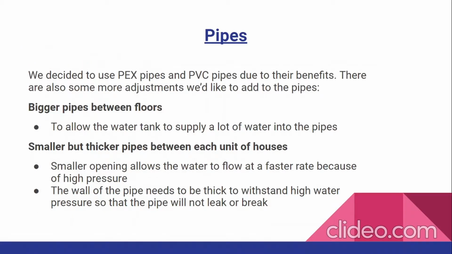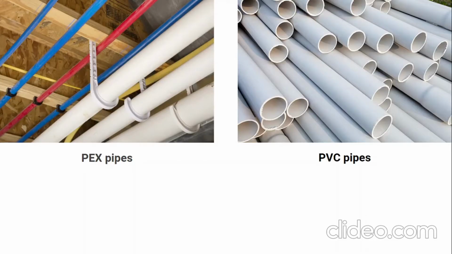Now, taking all those pipes into consideration, we decided to use PEX pipes and PVC pipes due to their benefits. There are also some more adjustments we would like to add to the pipes. The first one is bigger pipes between the floors. This is to allow the water tanks to supply a lot of water smoothly into the pipes. Next one is smaller but thicker pipes between each unit of houses. The smaller opening of the pipe allows the water to flow at a faster rate because of high pressure. When there is a high pressure, the wall of the pipes need to be thick to withstand it so that the pipe will not leak or break. Here are some pictures to show you how PEX pipes and PVC pipes look like.